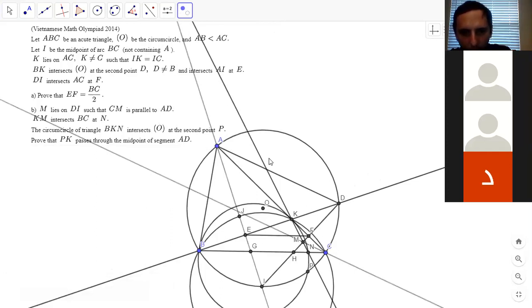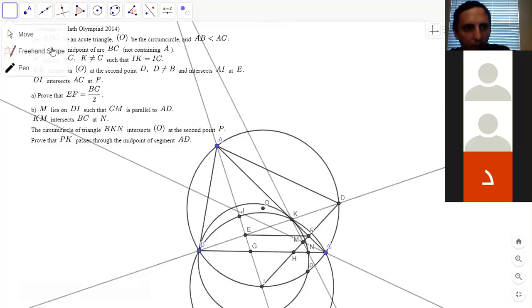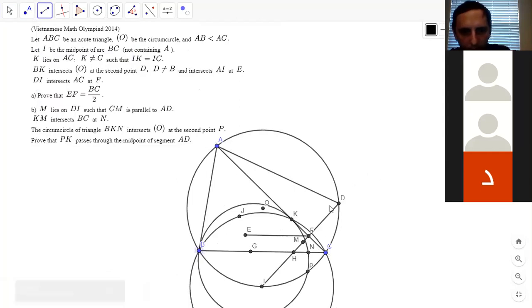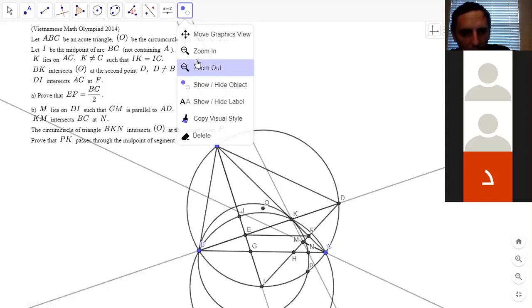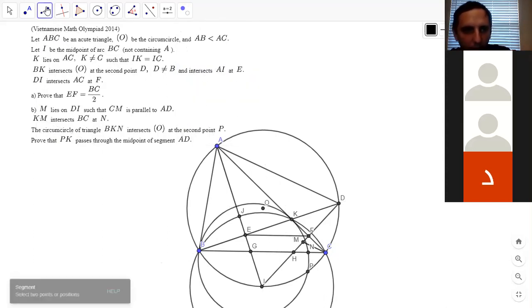So we have CM. See, someone wrote something in the chat. Hold on a second. CM is parallel to AD. And how did I come up with all the other points? So is there anything else I need to draw here? KN. Oh, KN and M. Okay.